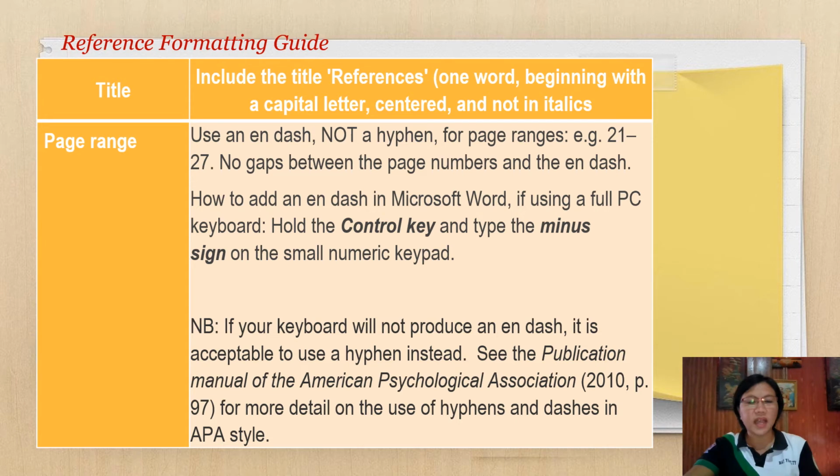How to add an en dash in Microsoft Word if using a full PC keyboard? We have to hold the Control key and type the minus sign on the small numeric keypad. We have to take note that if your keyboard will not produce an en dash, it is acceptable to use a hyphen instead. See the publication manual of the American Psychological Association for more details on the use of hyphens and dashes in the APA style.